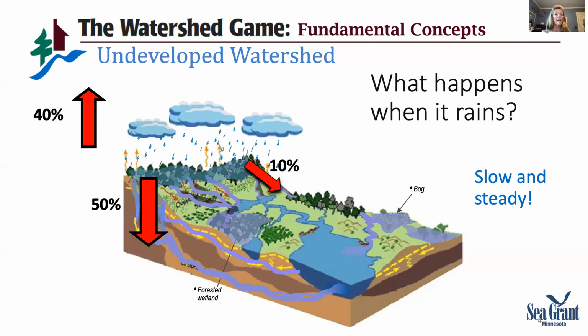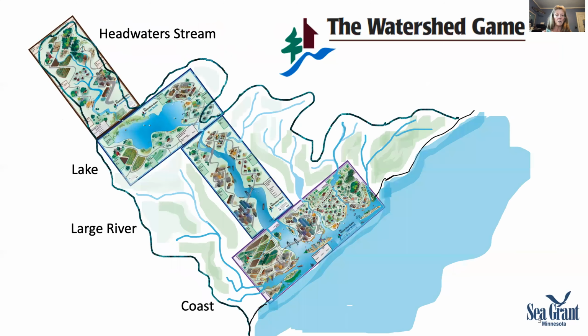So we think of that as being slow and steady. In a natural landscape, you'll usually see slow and steady movement of water across the land. It lasts longer, it takes better care of the plants, and there's just so many good things about the way it works under a natural system.